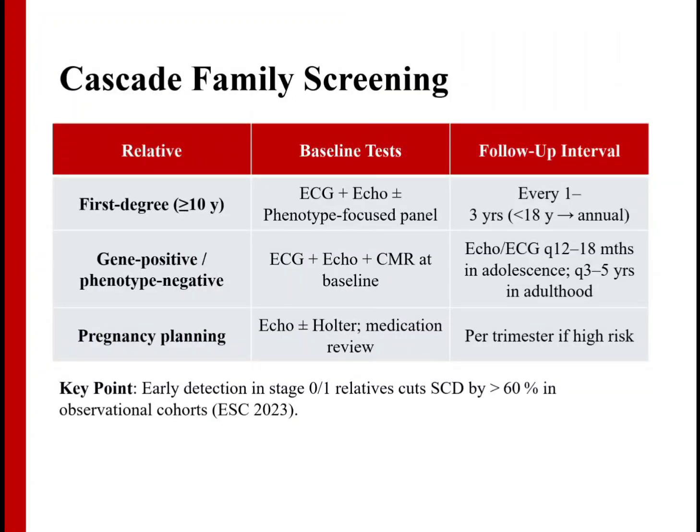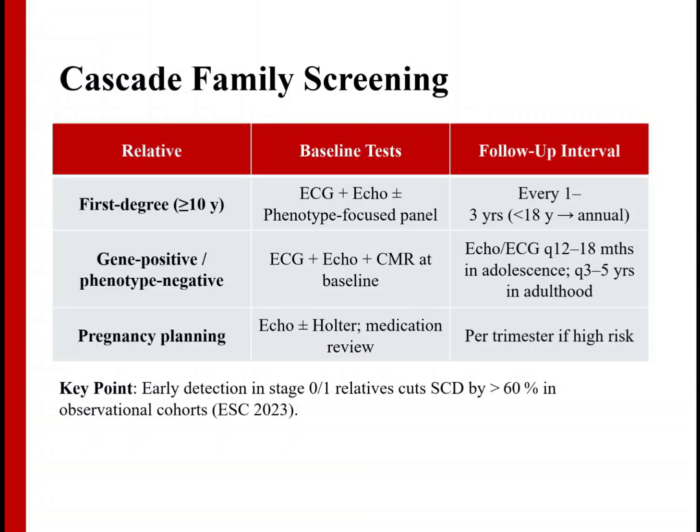And how do we prevent? By doing something known as cascade family screening. So, if the relative is first degree, more or equal to 10 years of age, the baseline test is ECG plus echo, plus or minus phenotype focus panel, and the follow-up interval should be every 1 to 3 years. And if the patient is less than 18 years, it can be annual, so each year.